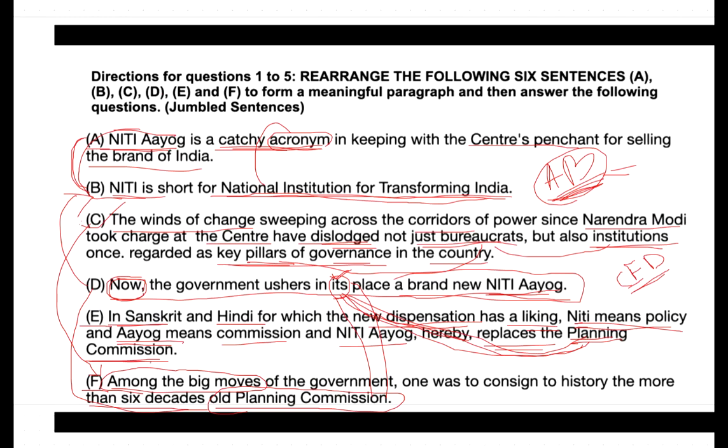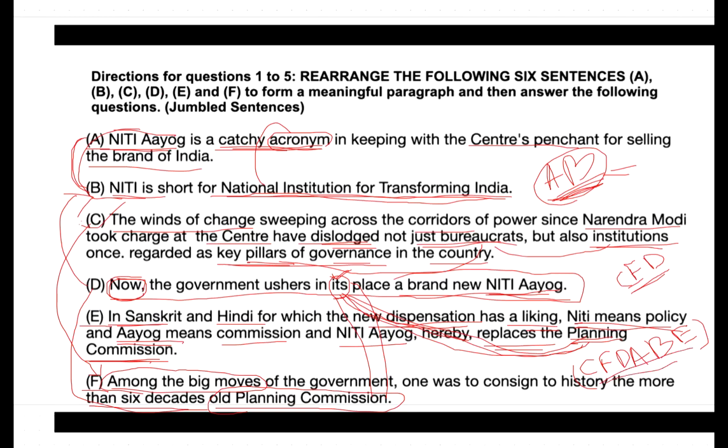Therefore, we could consider what the sequence should be. C, F, then D, A, B, and E, isn't it? So that is the sequence of these jumbled sentences. I hope you understood. So now if you want to make yourself clear, then simply try to read the sentences on the basis of the sequence.